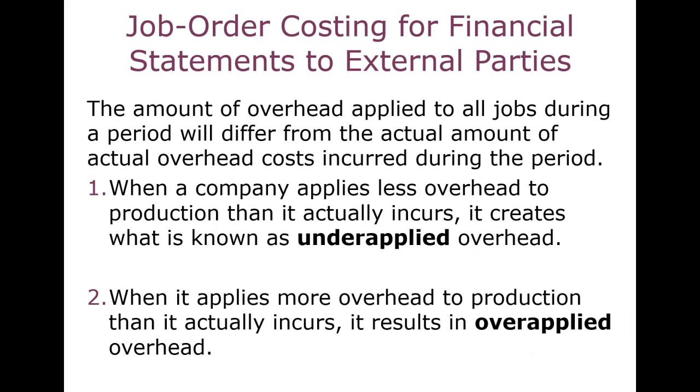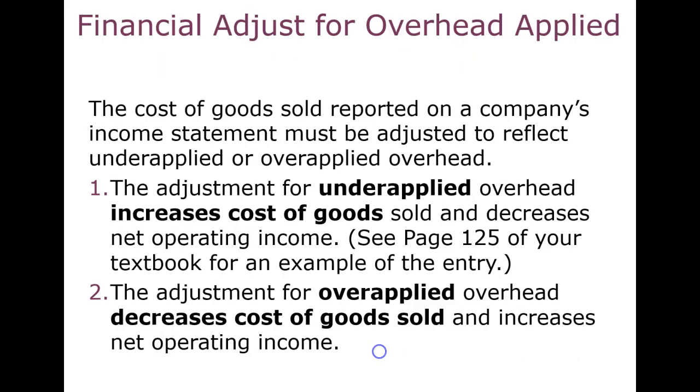Of course, we did not have perfect knowledge, so we will always have either an over or under-applied overhead to deal with. Number 2 is just opposite. When we apply more overhead to the production than it actually incurs, it results in over-applied. So we've attached too much overhead. So we have over-applied overhead to production, which is okay as long as it's not a huge amount. That's okay. So how do we deal with this?